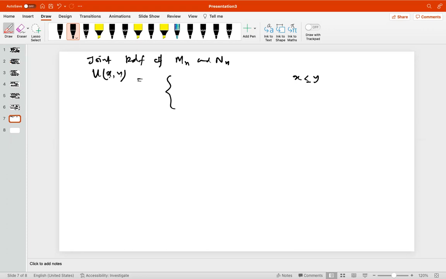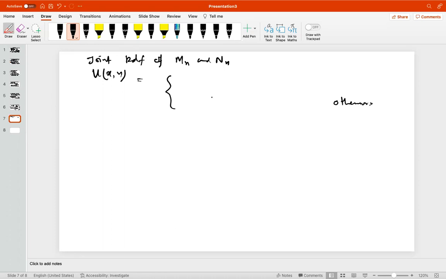Maximum value cannot be less than the minimum value, so it is less than 0. And when x is greater than y, but what lies between this, actually we must say it is otherwise. We should say it otherwise.